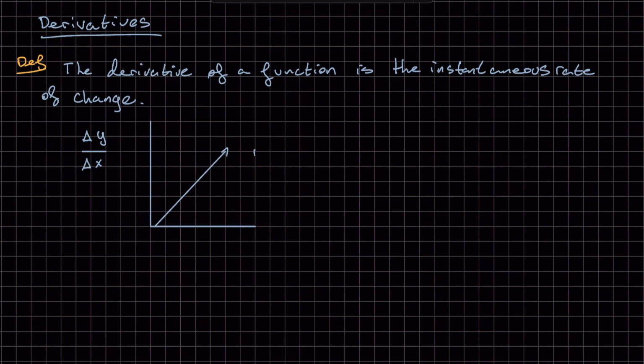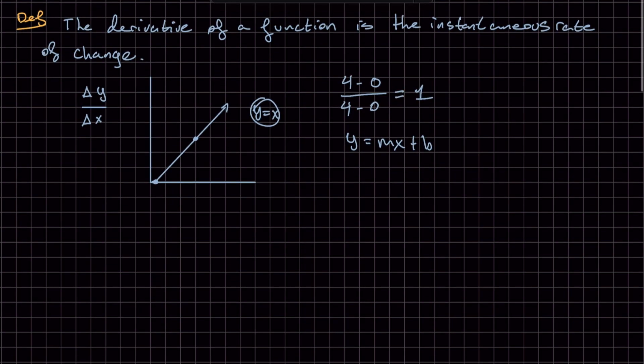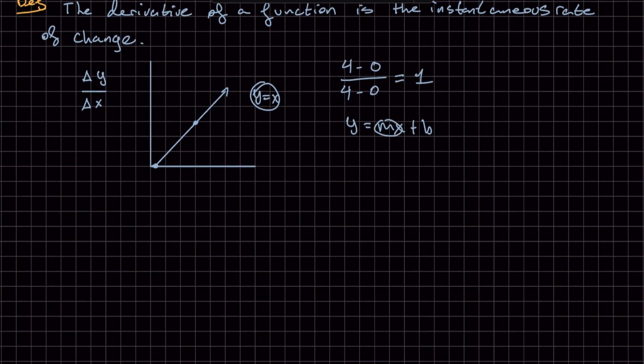If we have the graph of y equals x, and we want to go from 0 to 4, then 4 minus 0 divided by 4 minus 0 is equal to 1. We can see that in the graph, or in the equation, y equals mx plus b. We can see that m in this case, which is the slope, is just 1 and b is 0. So y equals 1x plus 0, and that's just the equation of this function.